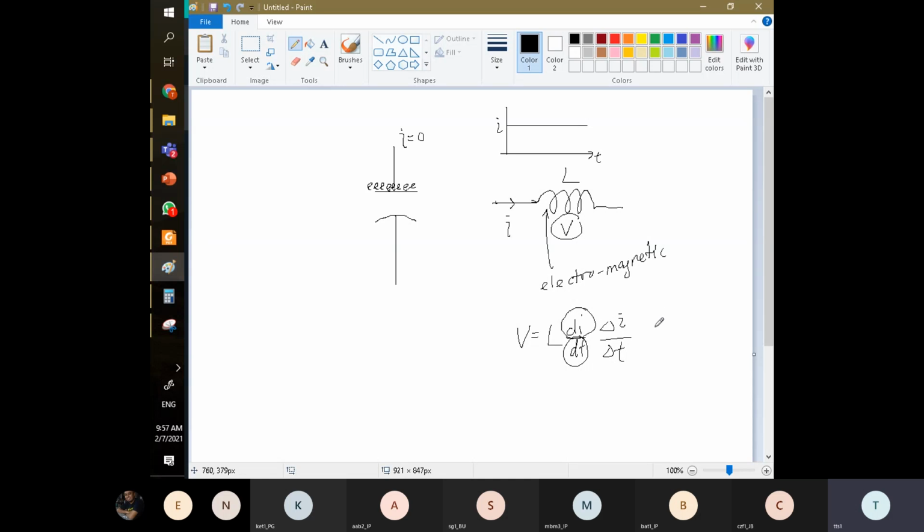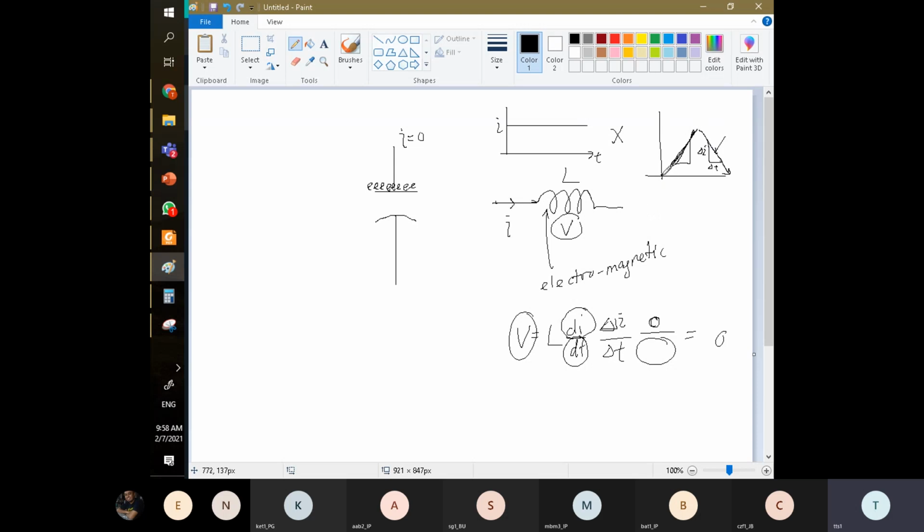So if the current doesn't change, let's say the current is constant while the time is changing, you'll get 0 volts. The current must be changing, so it cannot stay flat like this. The current must be rising or dropping. If the current is rising rapidly, then you get a very high voltage because the di/dt here is very high. The di/dt is actually a slope. Here's the di, here's the dt.